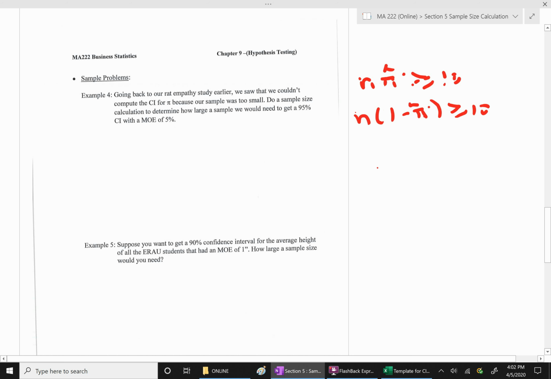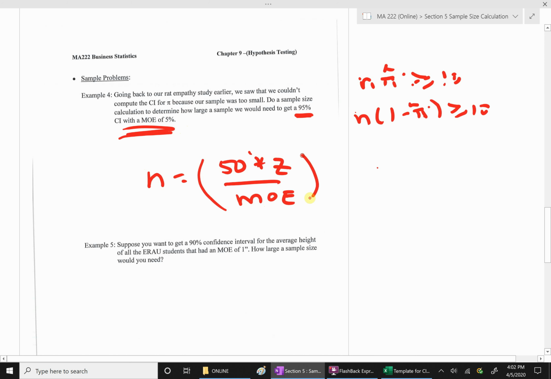So let's figure out what we would have needed for a decent sample size. So suppose we wanted to get a 95% confidence interval for the population percentage of rats that would open the door, and we wanted a margin of error of 5%. What sample size would we need? So we know with our formula, it would be 50 times z divided by the margin of error squared. And we just saw for a 95% confidence interval, z was about 1.96, okay? And our margin of error is given as 5%.